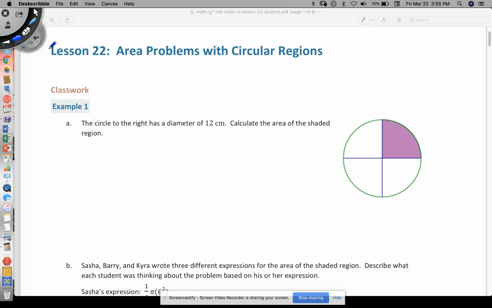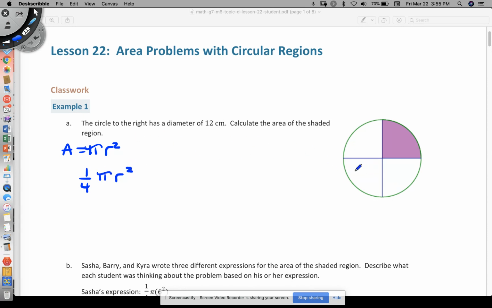This is 7th grade, lesson 22, module 6, area problems with circular regions. So we're going to find the area of just this quarter region here. As you know, area equals pi r squared. And since I'm only finding 1/4 of this circle, I'm going to use area equals 1/4 pi r squared.